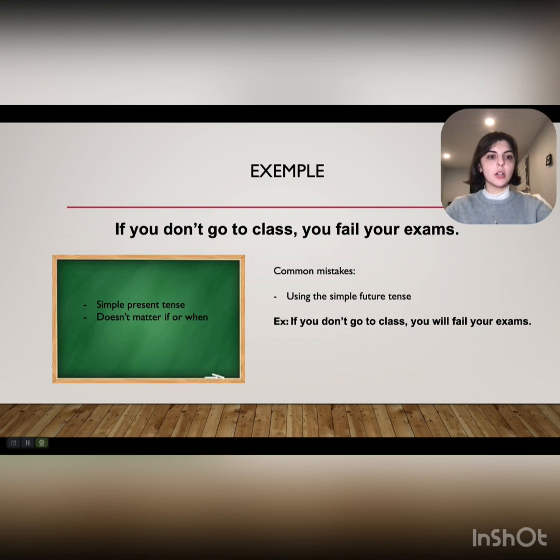When using the zero conditional, the correct tense to use in both clauses is the simple present tense. A common mistake is to use a simple future tense. For example, if you don't go to class, you will fail your exams. Also, the words if and when can be used interchangeably in the zero conditional sentence. This is because the outcome will always be the same, so it doesn't matter if or when it happens. For example, when you don't go to class, you fail your exam.